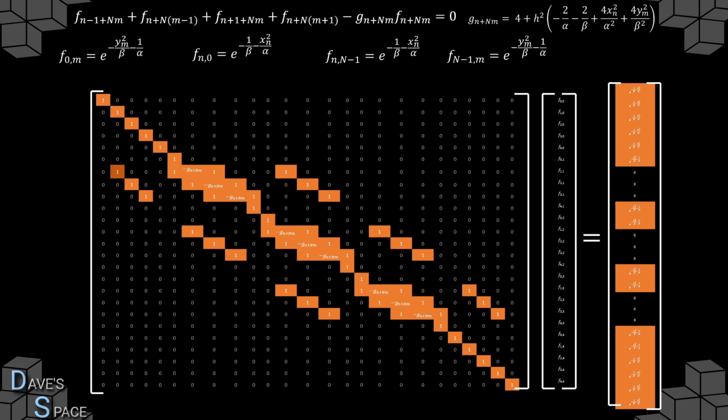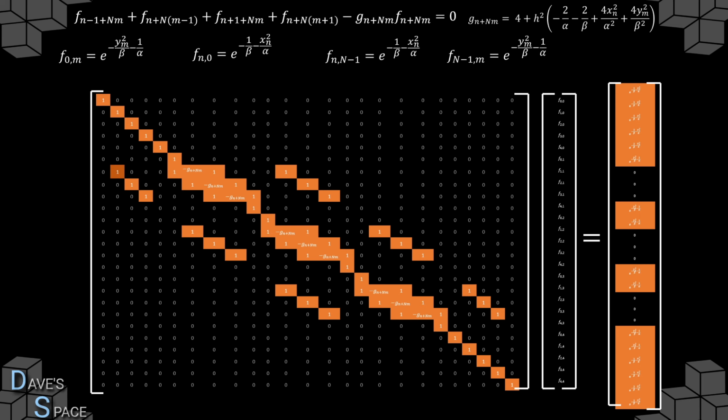Now I do have to say here that showing a 25 by 25 matrix and a 25 row column vector is quite impractical, but I wanted to show you the raw process. I think it's very nice to see how our original 2D grid problem becomes a 1D vector problem that is solved by a matrix equation.